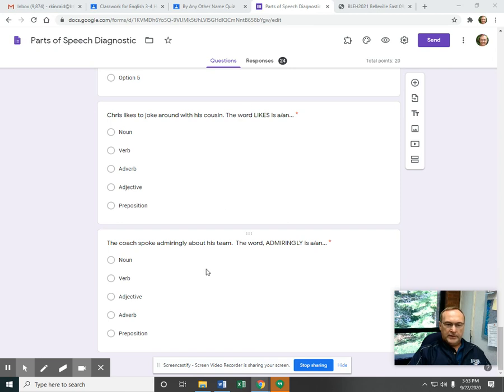The very last one, the coach spoke admiringly about his team. The word admiringly is an adverb because it tells you how the coach spoke. Coach is the subject, spoke is the action verb, admiringly is an adverb that tells you more about the verb spoke. So it is an adverb.